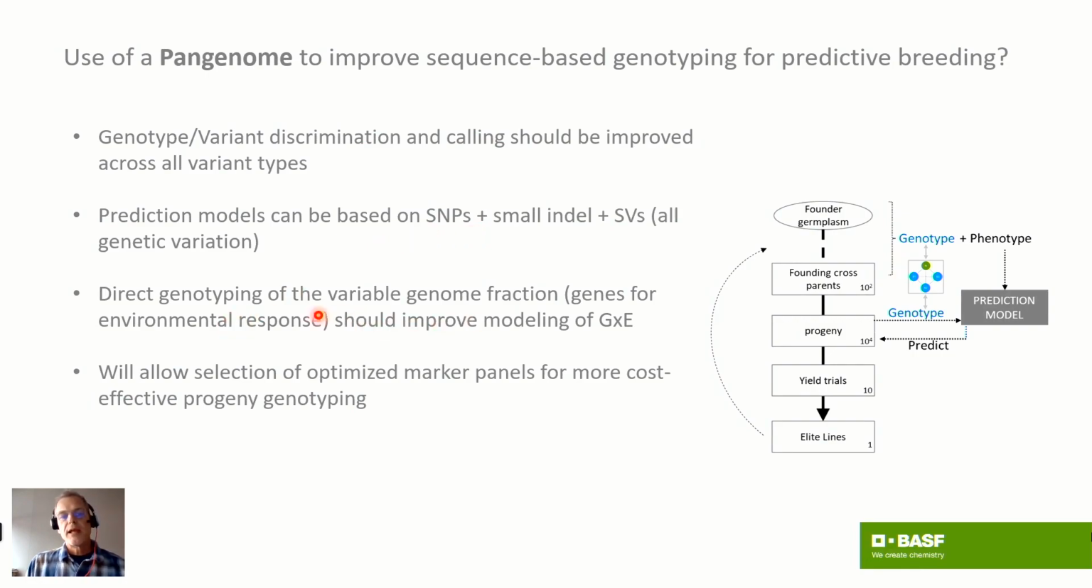If we can have our variable fraction in our reference, we can also directly genotype that. And for predictive breeding, this becomes important if we are after those G by E genes that seem to be present in that variable fraction. And lastly, we can use the pangenome to optimize our marker panels for this progeny genotyping to minimize the number of markers we might need and make the genotyping more cost efficient.